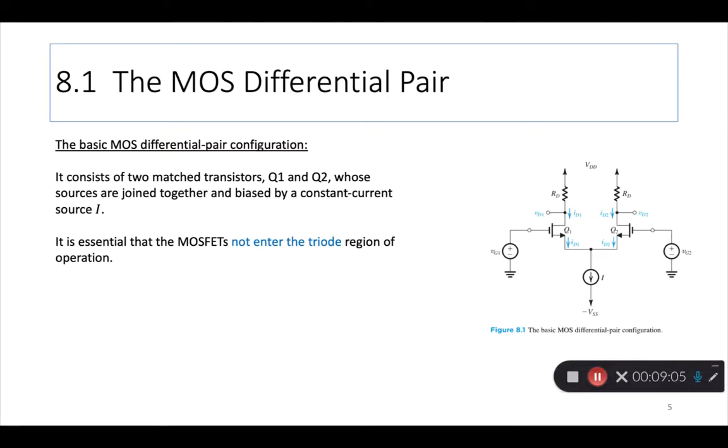So this constant current source I is what is setting the bias point for the two transistors. Now, one important thing is as we operate this differential amplifier, neither of the MOSFETs should enter the triode region. It's okay for the differential amplifier to be in the cutoff region or in the saturation region, but they should not enter triode.